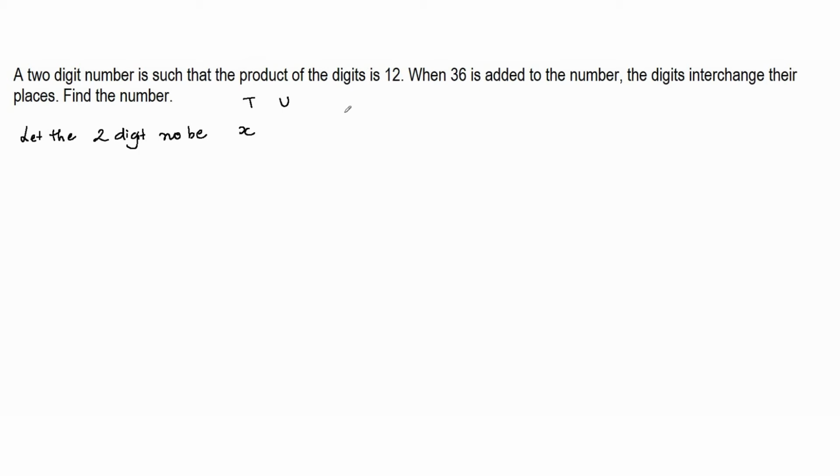And the product of the digits is 12, which means that the units place is going to be 12 upon x. Right? If you take the product of the digits, x multiplied by 12 upon x, x and x cancel and you are only left with 12. So the product of the digits is 12. Now it's given that when 36 is added to this number, that is x and 12 upon x, the digits interchange their place. That is, the digits become 12 upon x and x, right?